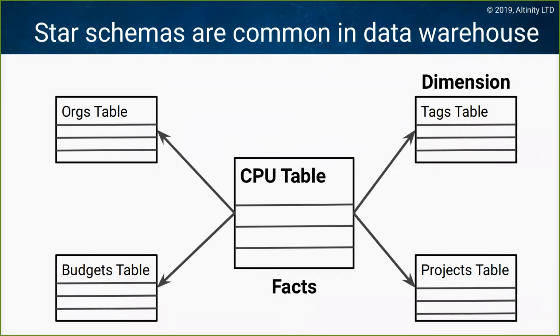So here's an example where we have the CPU table, and then we have the org that owns it, budget data, the tags, which are the names of the computers, the actual computers themselves, and then projects, which are using those VMs. So this is your star schema.